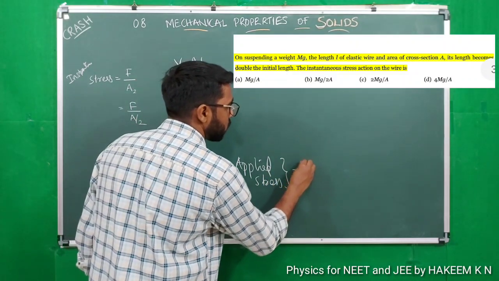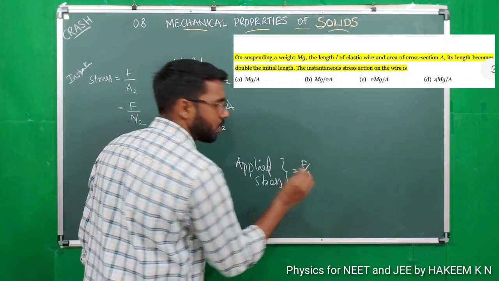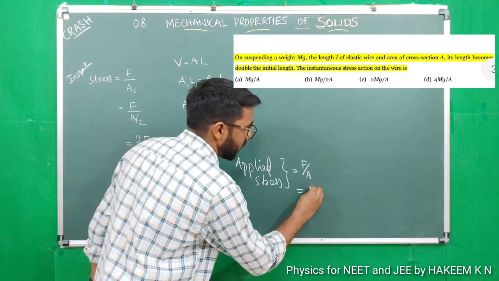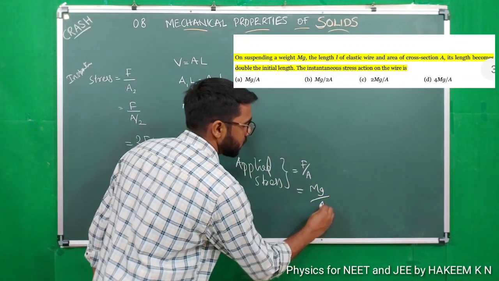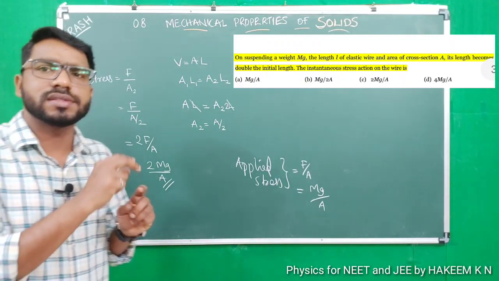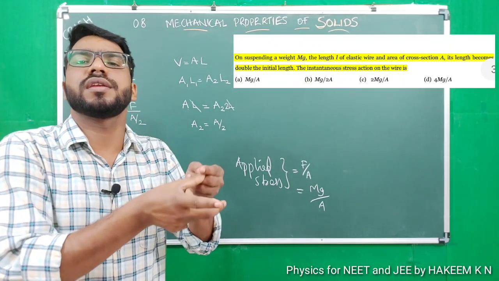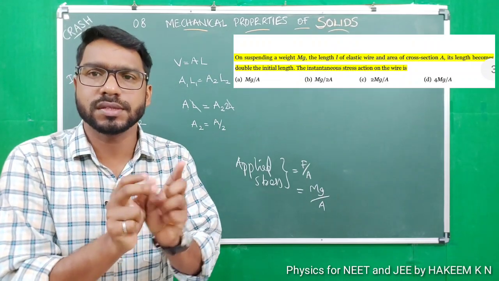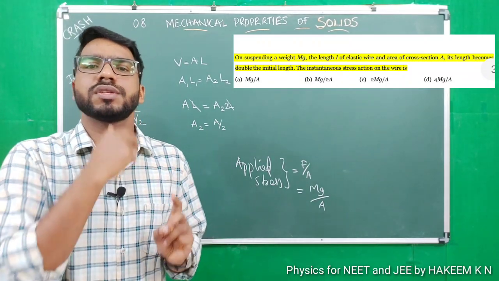Applied stress equals force by area. Area at the beginning is A, so mg by A is the applied stress. And 2mg by A is the instantaneous stress when the area is halved or the length is doubled.